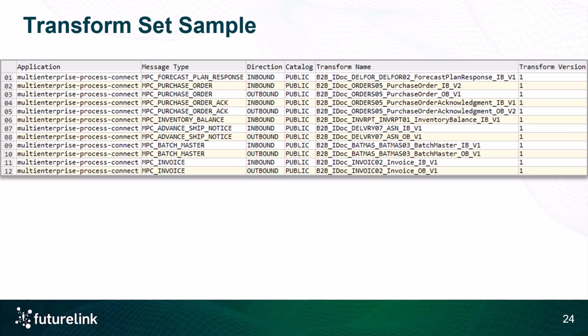Just note the direction, inbound and outbound. Note that the catalog says public. This is basically the download of what we saw in the transform screenshot earlier. There are two types of catalogs.